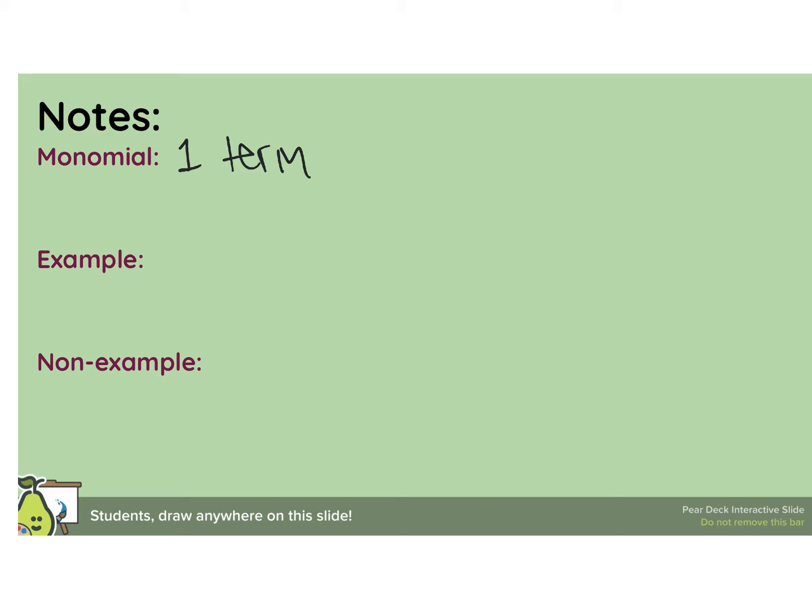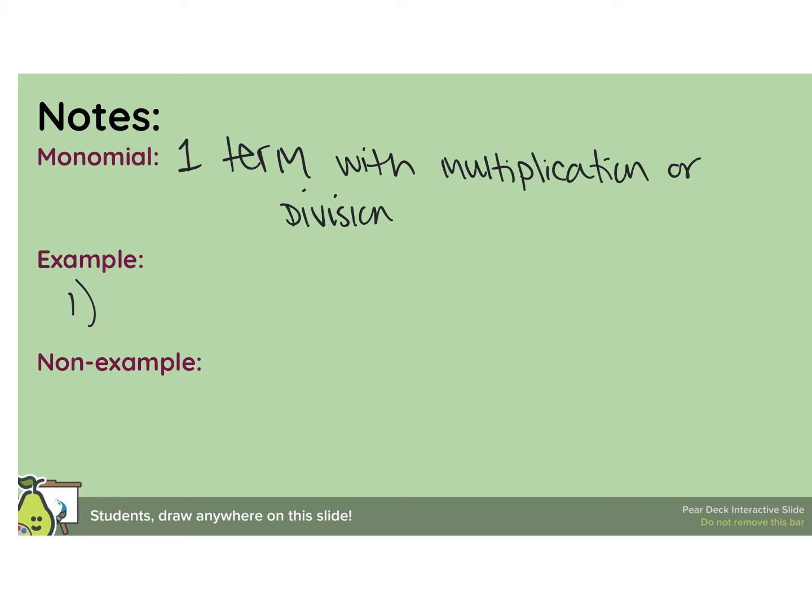And within a monomial, you can have multiplication or division. If you see addition or subtraction, it is no longer a monomial. So what do I mean by that? So one example would be if you have just the number 3. That's one thing. Mono means one.